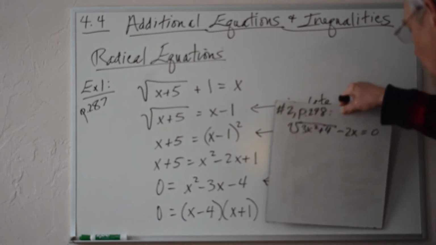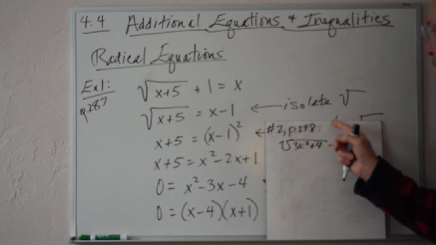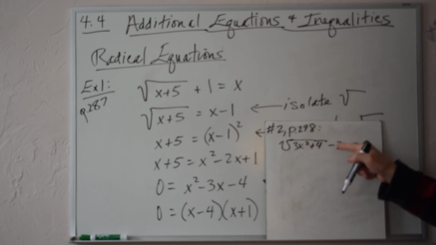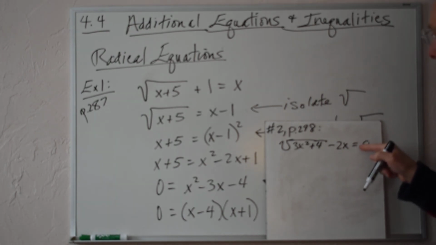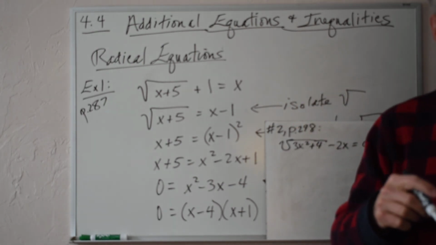With that information, I think you're ready to go try one. Go to problem number 2 on page 298. Square root of the quantity 3x squared plus 4, minus 2x equals 0. Pause the video right now, work that problem out, and then we'll come back and see how you did.